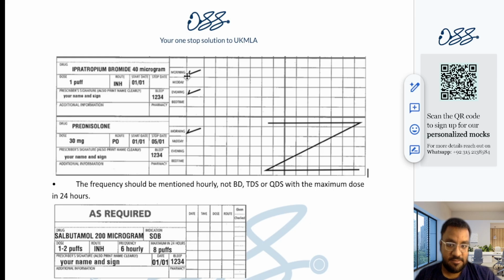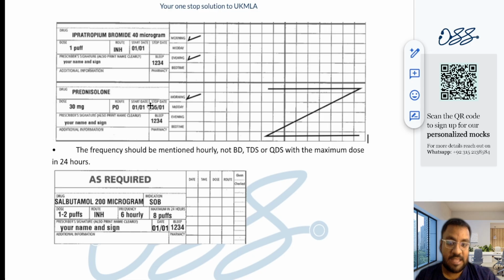Okay, fine, and there is no particular stop date right now, so there are no slashes or crossings done on these boxes, because this is something that needs to be continued. But the prednisolone, as you can see, is prescribed for 5 days. That's why 1, 2, 3, 4 and 5 boxes are left and the other boxes are slashed out. That means this is the medication that needs to be given for 5 days only, and the other times need to be stopped.